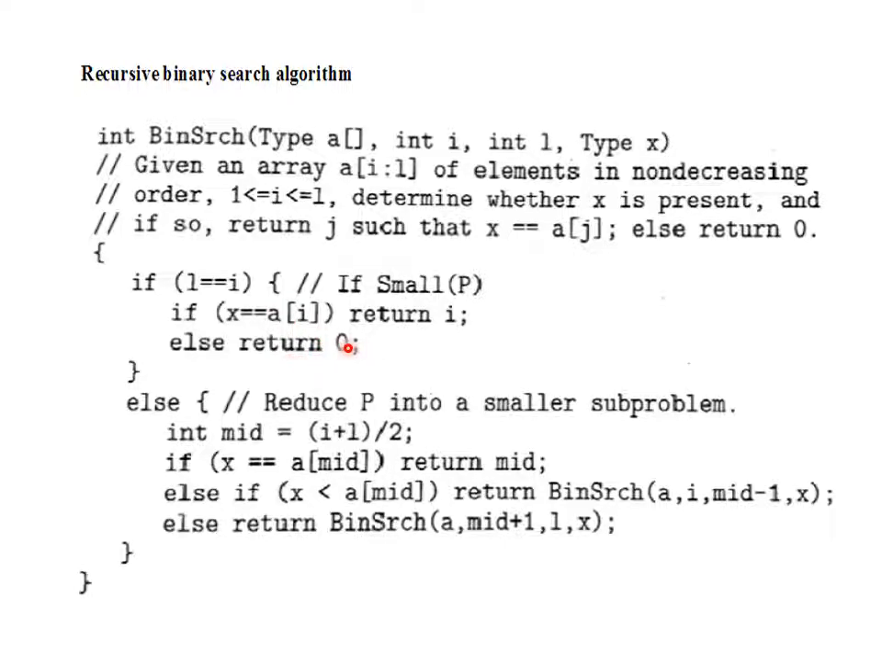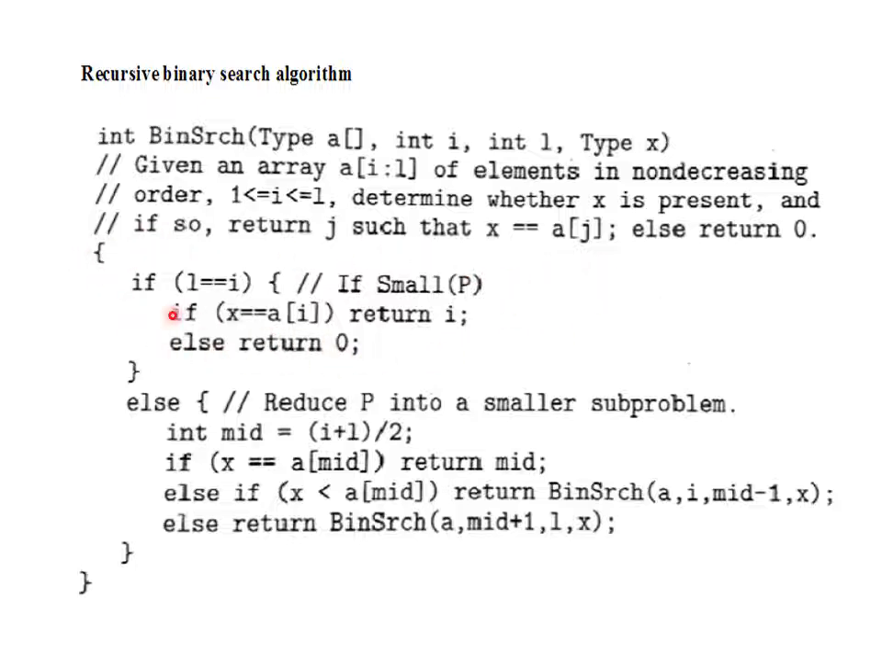This return 0 is written as 0 because the index value started from 1. So return 0 indicates that the search was unsuccessful, and return i, or any other positive value, indicates that the search was successful. So this is called the terminating condition or base condition.